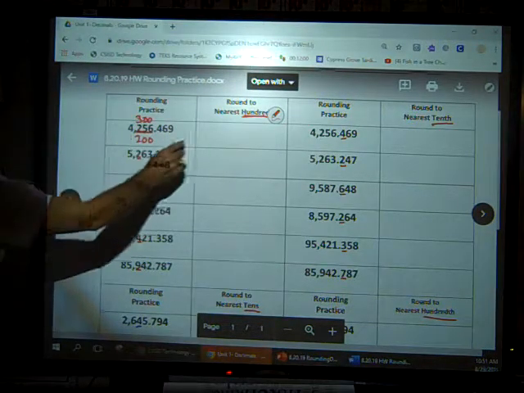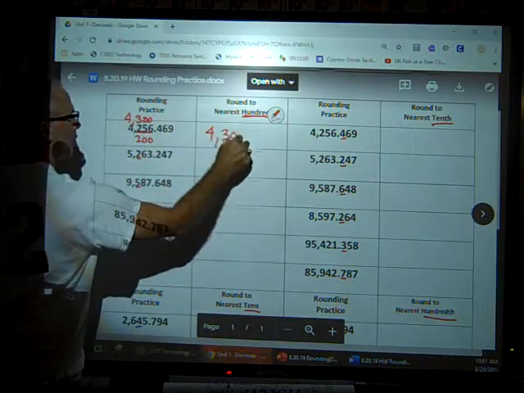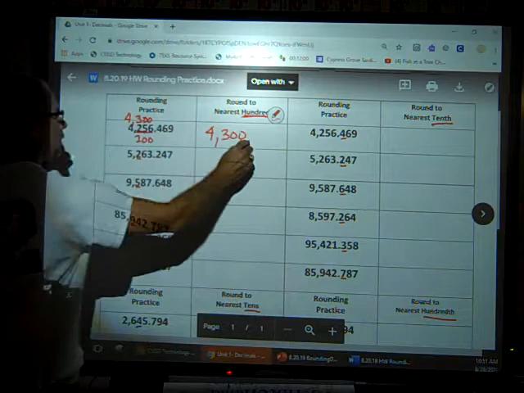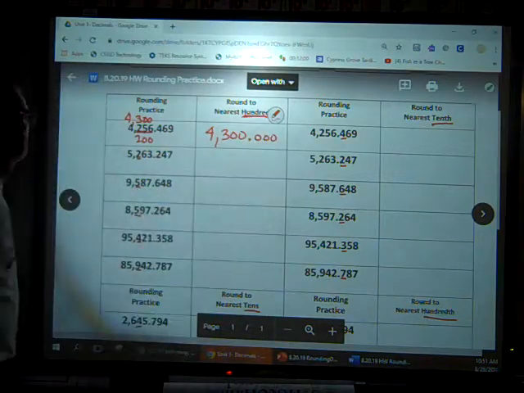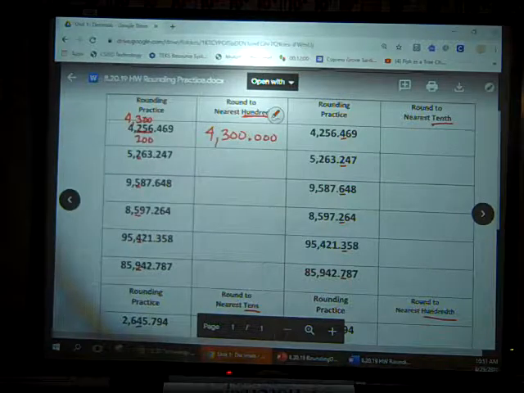300. So then my answer is 4,300. Do I need the decimal? Does this change my value? No. It doesn't change the value at all, does it? Okay? It doesn't change the value at all because I'm not adding any parts of a whole. Right?